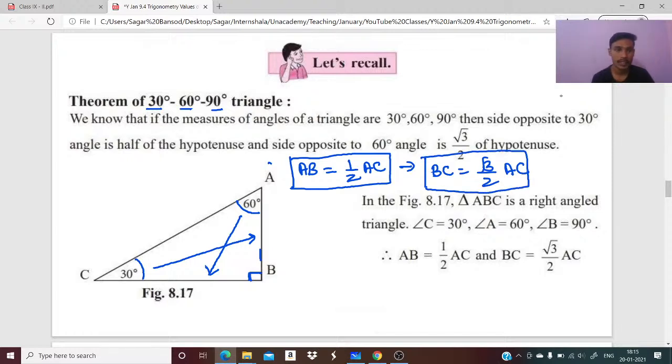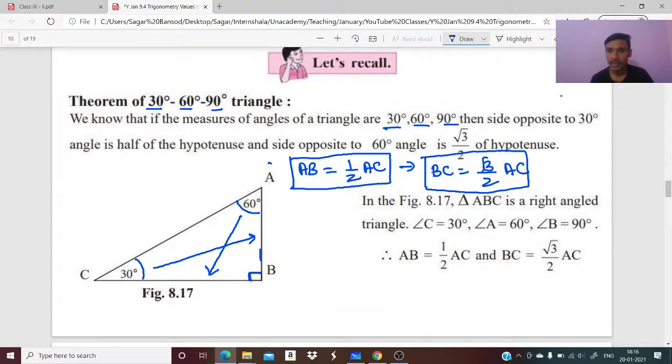You can also see the statement here: if the measures of the angles of a triangle are 30, 60, 90, so you can see this is your 30, this is your 60, and this is your 90, then the side opposite to the 30 degree angle is half of the hypotenuse. And the side opposite to the 60 degree angle is root 3 by 2 times the hypotenuse. So side BC, which is opposite to my 60 degrees, is root 3 by 2 times my hypotenuse, side AC.